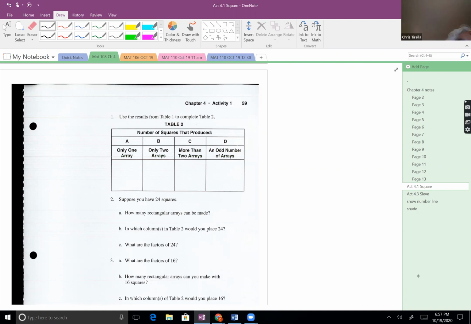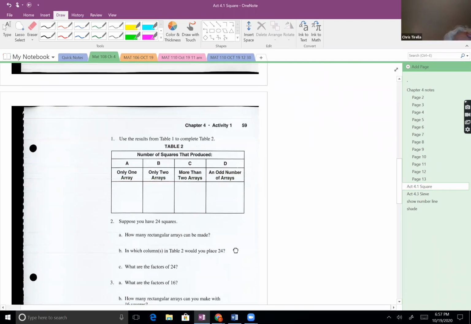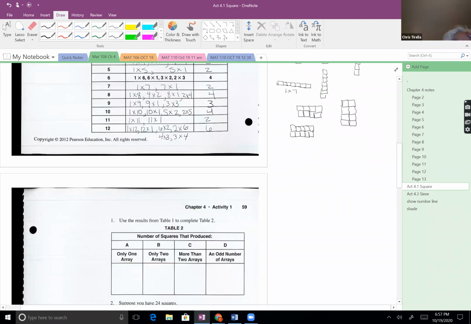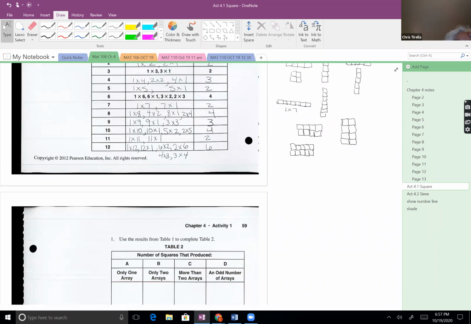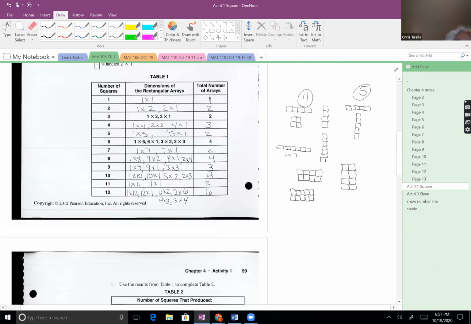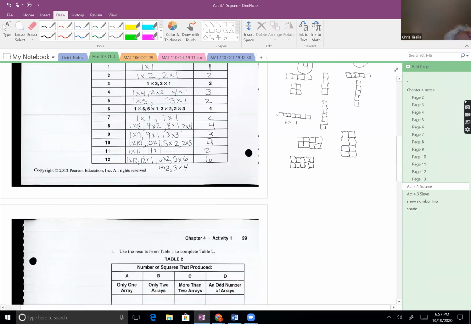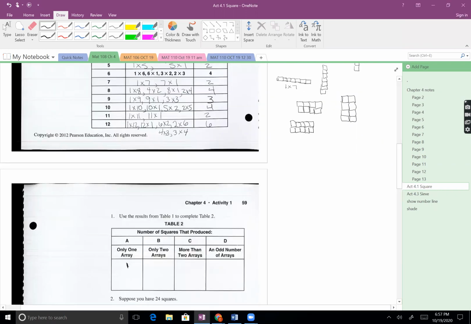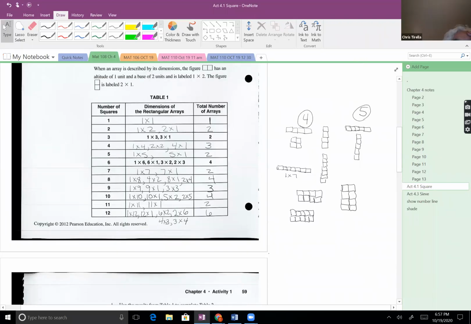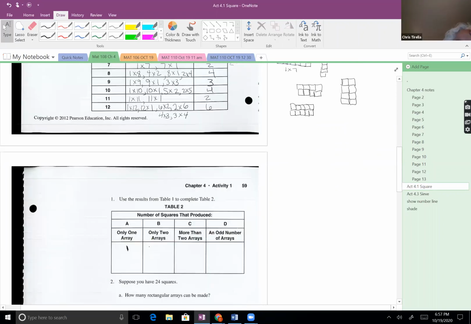Let's look at the results from table 1 to complete table 2. How many squares produced only one way of doing it? I think it was just the number 1, right? Yep. Which ones produced 2 ways of doing it? 2, 3, 5, 7, and 11.